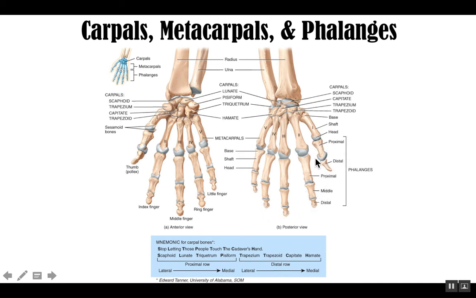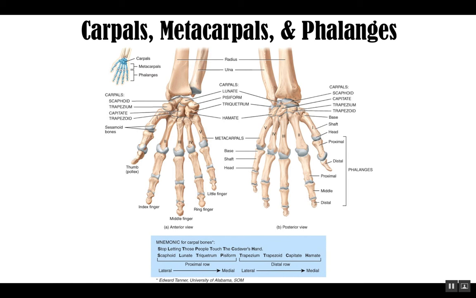So the thumb does not have 3 phalanges. It has 2. So we use a proximal and distal. Keep in mind, do not call this bone here the proximal phalanx because it is not a phalange. It is metacarpal 1. Students make that mistake all the time.